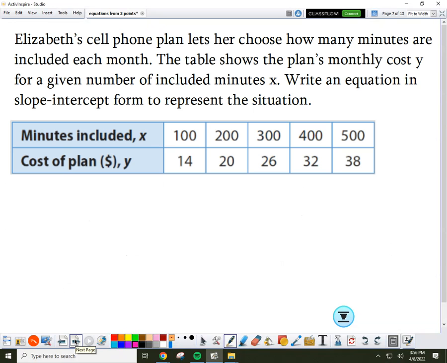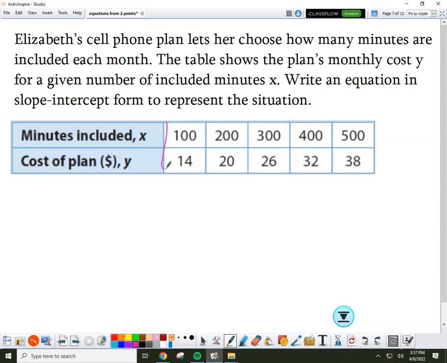The first example we have here is Elizabeth's cell phone plan lets her choose how many minutes are included each month. The table shows the plan's monthly cost, which is y, for a given number included in minutes, which is x. Write an equation in slope-intercept form to represent the situation. So right here we have a table that's set up horizontally. We have 1, 2, 3, 4, 5 different points we could pick from. You just need to pick 2.